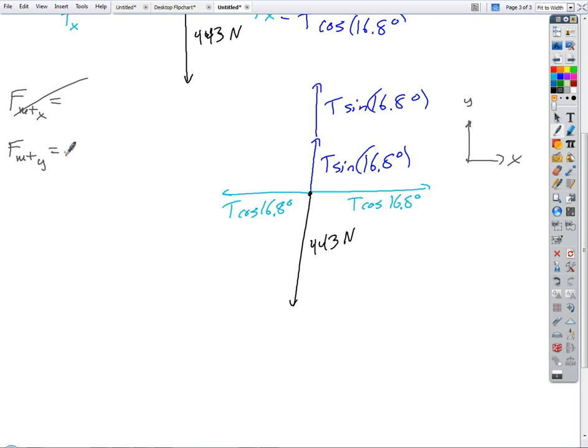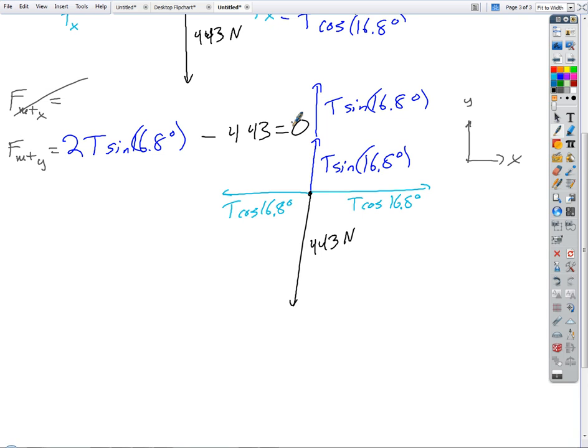But F net sub Y, that does tell us something. That tells us that this plus this, because those are both positive, so in other words, 2T sine 16.8 degrees, minus 443, that's negative because it's pointing down, equals 0. So I can solve for T, right? Okay, make sense?